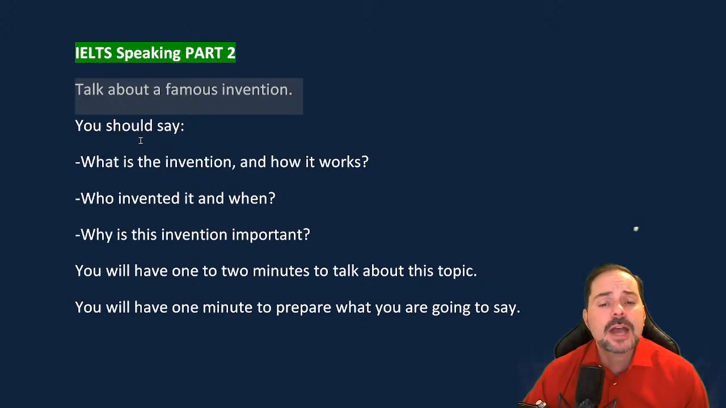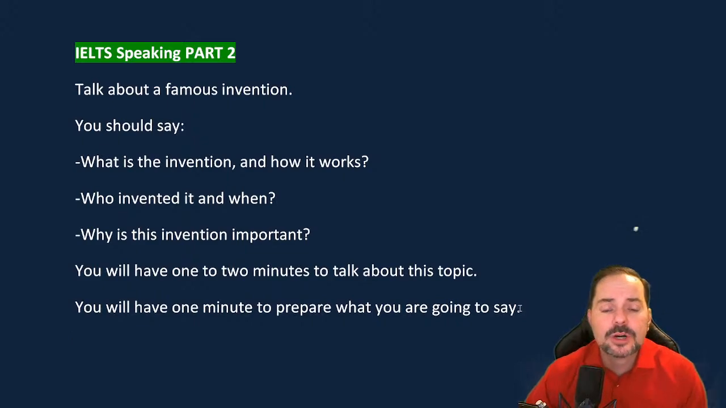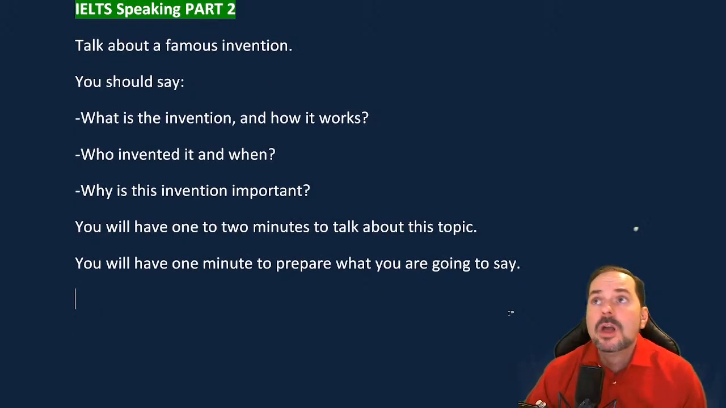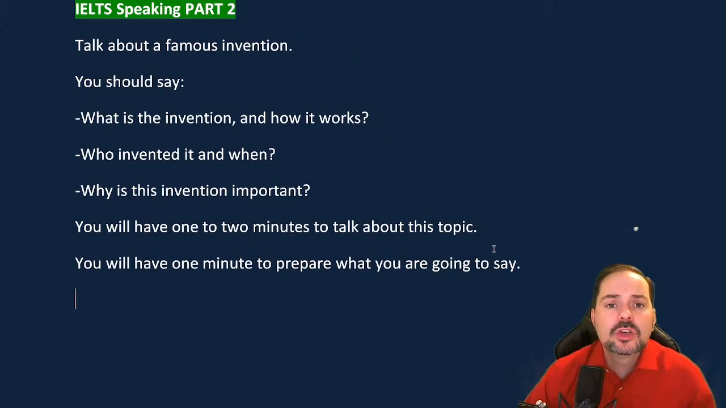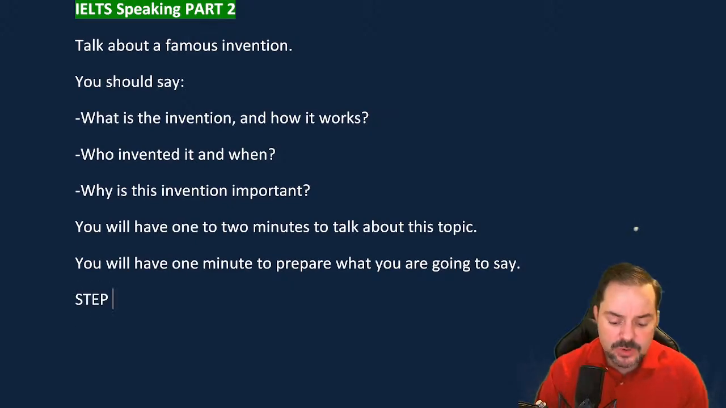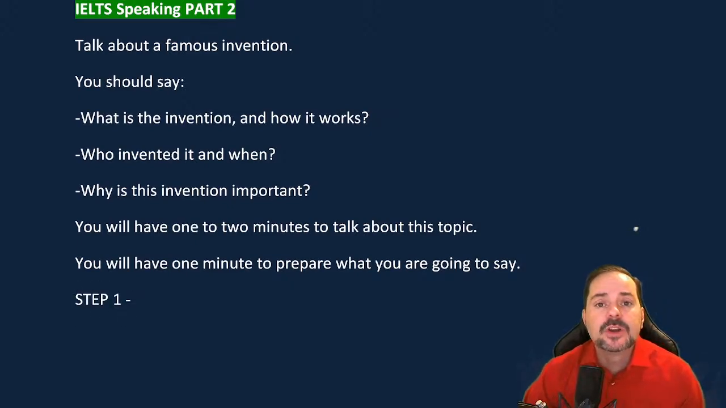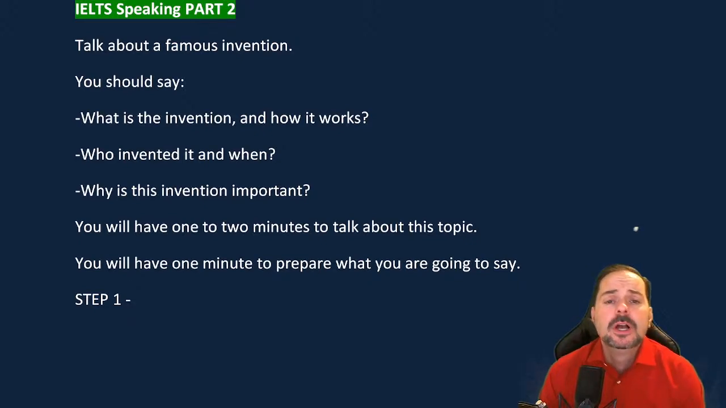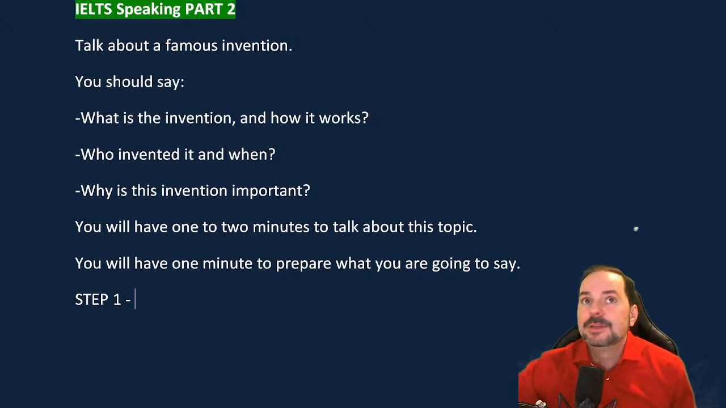Okay, so you have 1 minute to read this card. And there are some very important steps that you need to go through. What is the first step? So when you see this cue card, what's the first step? So step number 1, it's very, very important that you do this. All right, anybody know? So they introduce it, talk about a famous invention. Step number 1, you do this. What do you do? All right, let me know. What do you do?